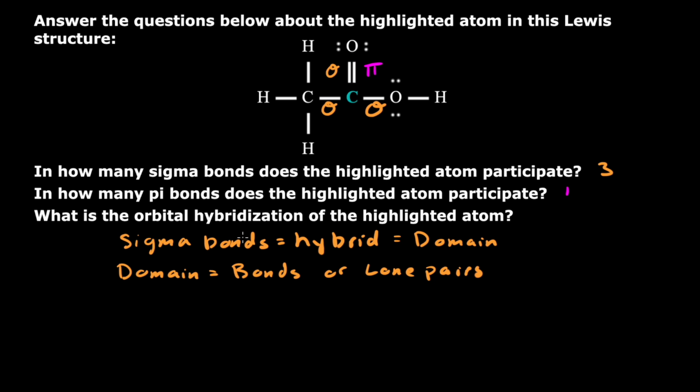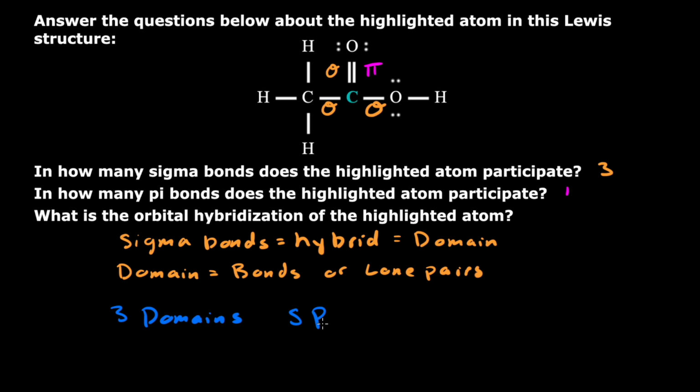Now we need to figure out the orbital hybridization around here. To figure out the number of hybrids, you can look at the number of domains or the number of sigma bonds. Because I have 1, 2, 3 domains, I'm going to have 3 hybrids. The first shape I can have is an s, and it's going to hybridize with p orbitals, so there are going to be 3 different hybridizations occurring.